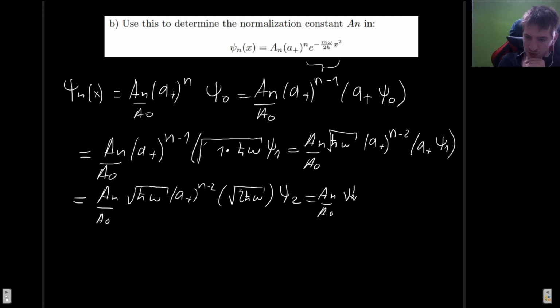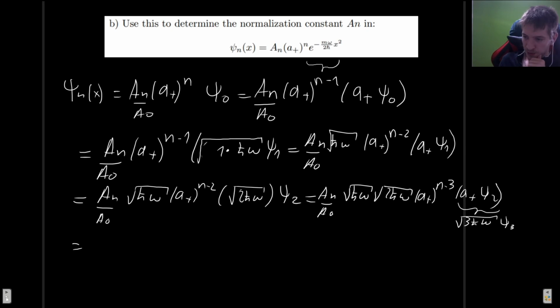So we get the square root of h bar omega times the square root of 2 h bar omega times a plus on psi 2, because now we took another a plus and we're making it act upon psi 2. So I hope that now you're going to see where this is going. This right here is just going to be the square root of 3 h bar omega psi 3.